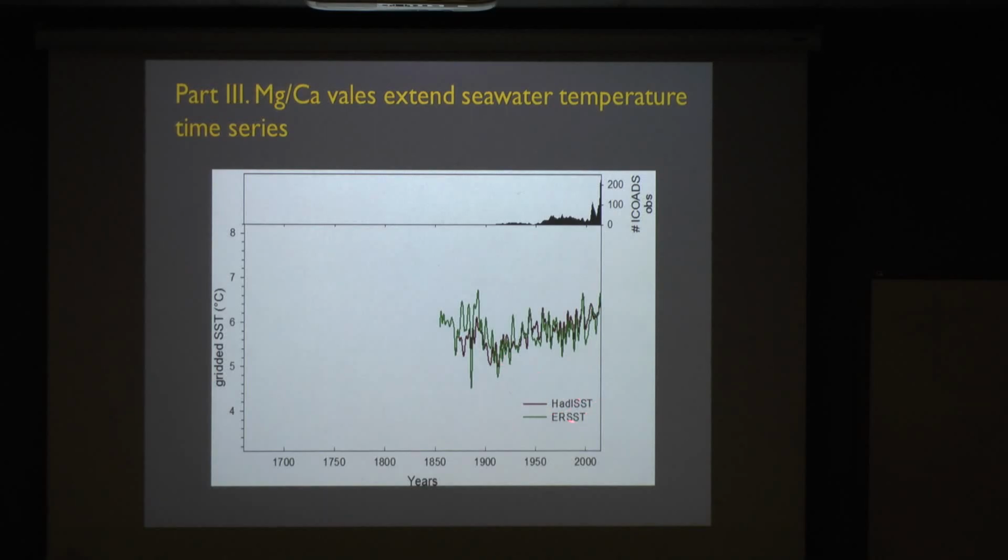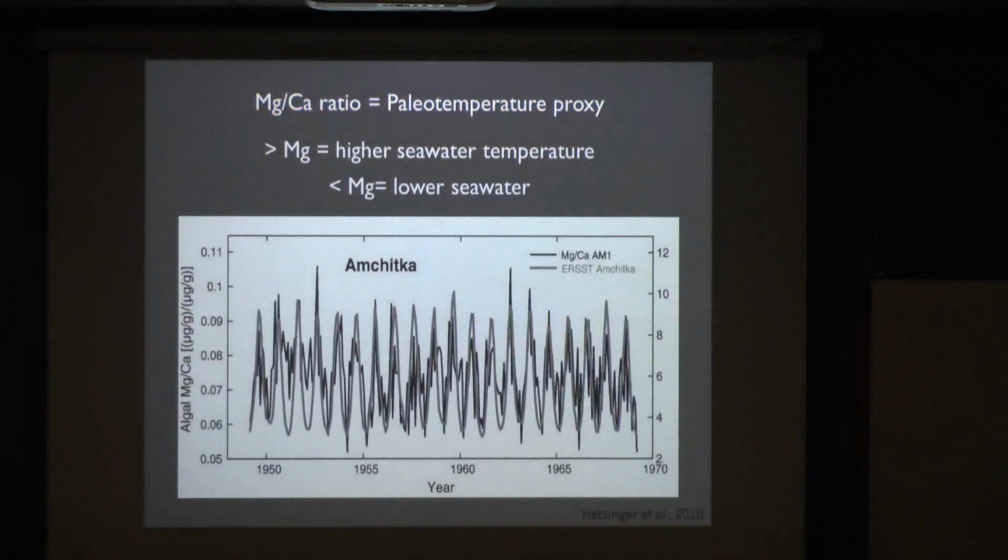And you can see that between the two different gridded data sets, sometimes they agree really well, and sometimes there's quite a lot of disagreement between them. So now is an example of where we can use the algae to try and fill in this data gap and extend the seawater temperature record further back into time. We can do this with the algae because the magnesium-calcium ratio in the skeleton serves as a paleo-temperature proxy. When temperatures are warmer, you're going to have more magnesium incorporated into the skeleton, and when temperatures are lower, you're going to have less magnesium incorporated into the skeleton.